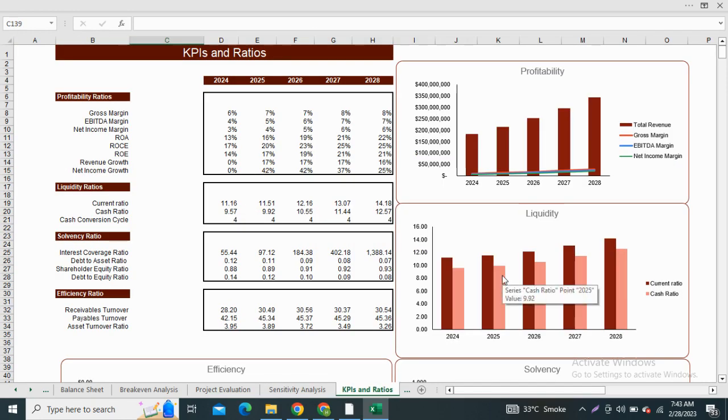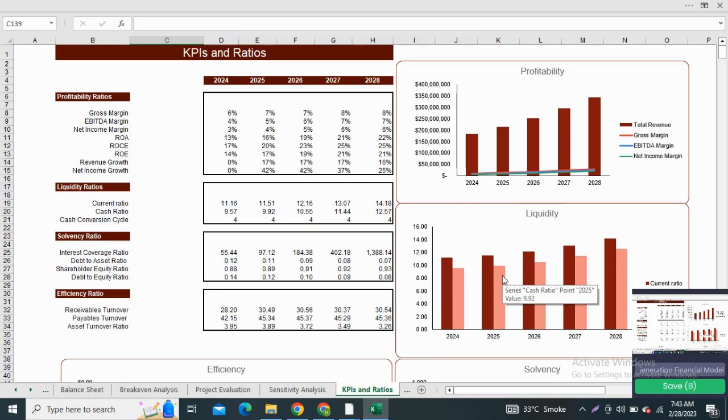Moving on to the KPIs and ratios, it includes the profitability, liquidity, solvency, and efficiency ratios with their graphical illustration.